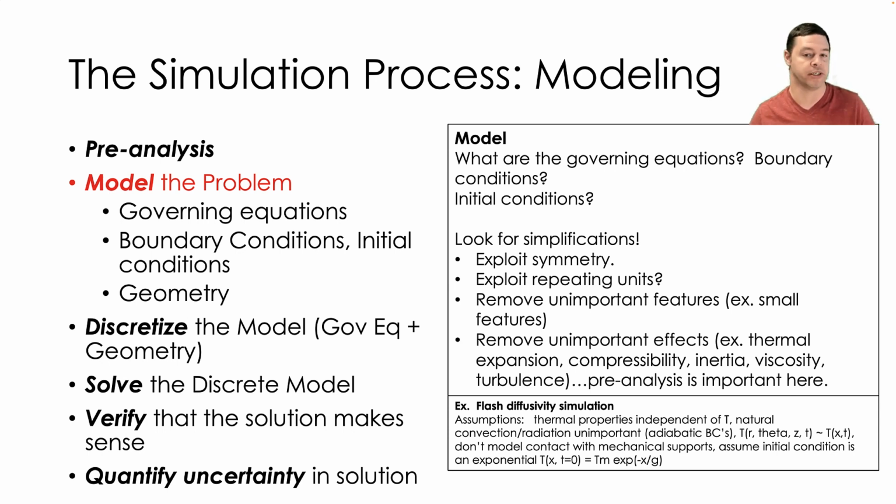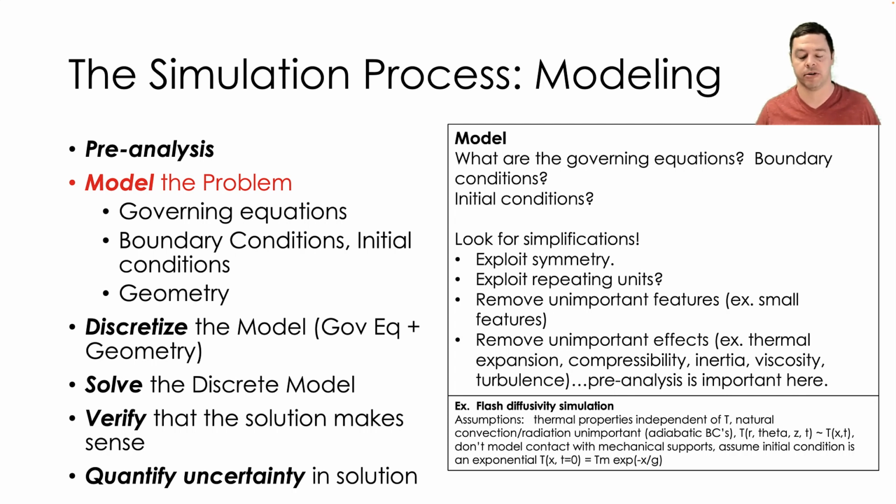You're looking to exploit symmetry. If you see that something's fourfold symmetric, only simulate 1/4 of it. If you see that something is a bunch of repeating unit cells, like, I don't know, a heat sink with a bunch of fins in it, if the fins are spaced periodically, maybe you just simulate one fin instead of simulating 100 fins. Remove unimportant features.